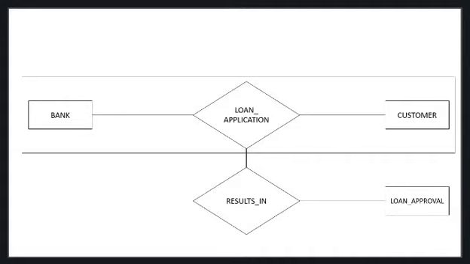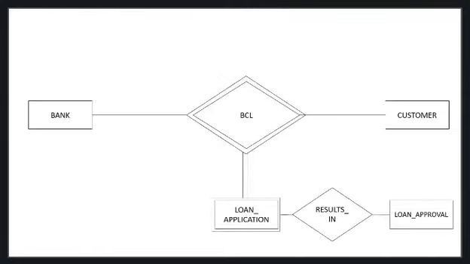So, to represent this complex situation in the ER diagram, we are now going to create a weak entity type called loan application and relate this weak entity type to an entity type loan approval, as you can see in this ER diagram. Here, entity types bank and customer become the owner entity types for the weak entity type loan application. So this concludes that we can represent any complex situation in the ER diagram by introducing additional entity types.